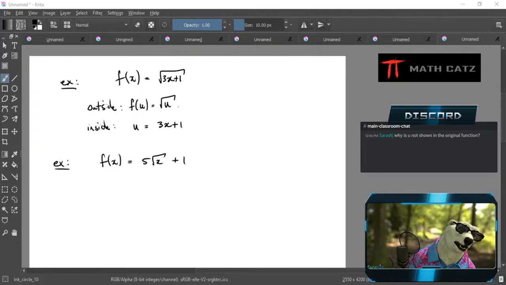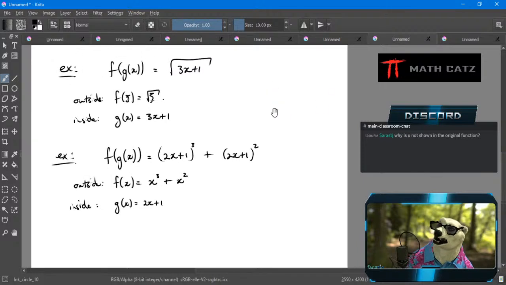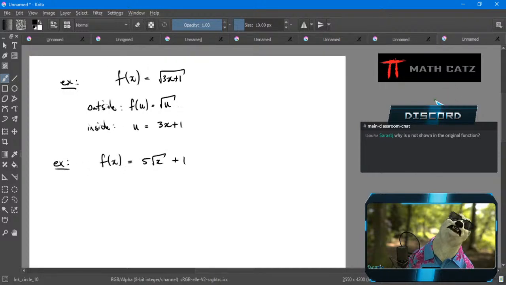Now, what could the inside function be? Well, let me just address the question. Why is u not shown in the original function? Because it's not going to look like this. They're not going to make it that easy for me, right? They're not going to come out and say, alarm, alarm, attention, this is a function of a function. They're going to hide it and say, here's a function. Do whatever you want with it. And it's my job to recognize that it's a function of a function or not. I don't know.